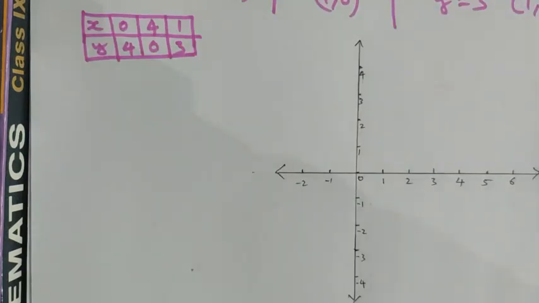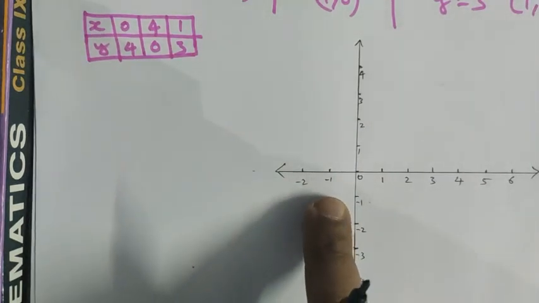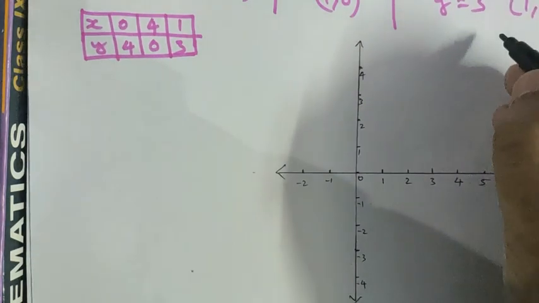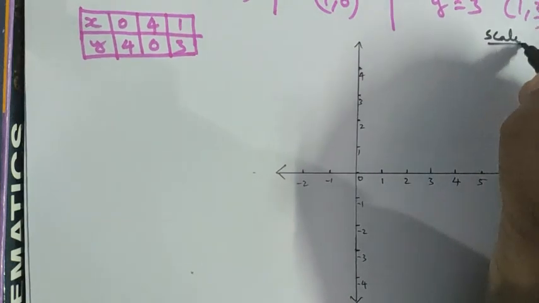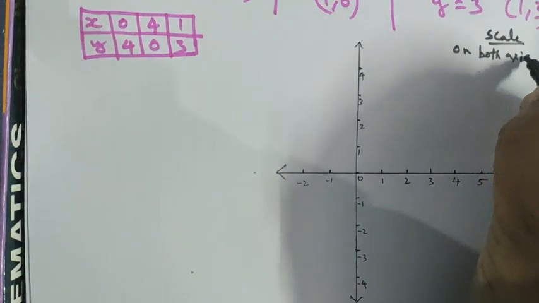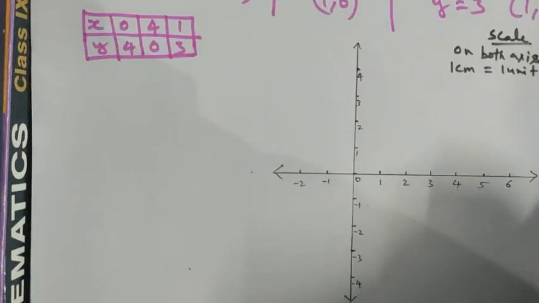Okay, before plotting these 3 points, you have to keep some things in mind. First of all, you will be using graph paper, but I do not have graph paper, so I am doing it on this paper, but you will be drawing it on graph paper. The first thing to keep in mind is that you have to write the scale. What will be the scale here? I have chosen the scale on both axes, the x axis as well as the y axis, as 1 centimeter equals 1 unit. So don't forget to write the scale on the graph.